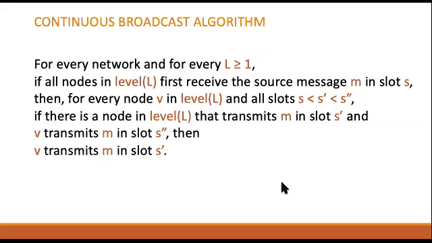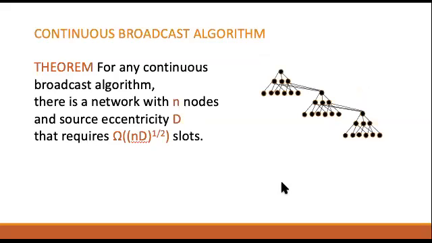Both the dominating set mechanism and the level dominating set mechanism that I just described are examples of continuous broadcast algorithms. This is the weakest generalization of these two algorithms that we could come up with and prove the following lower bound. For any continuous broadcast algorithm, there's a network with n nodes and source eccentricity d that requires omega of square root of nd slots. This is a picture of that network when d is equal to 6 and n is equal to 30.